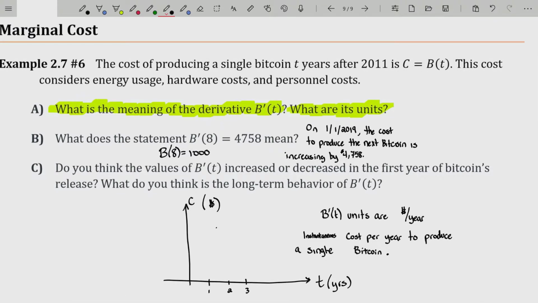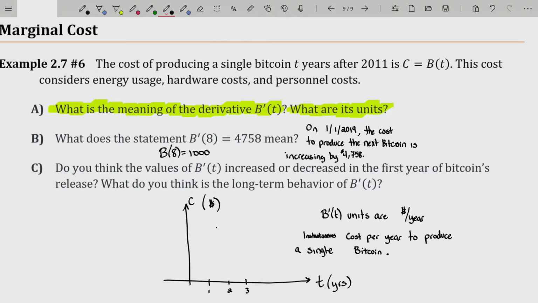Do you think the values of B prime of t increased or decreased in the first year of Bitcoin's release? Now, first of all, you have to remember what B prime of t means. It's the instantaneous cost per year to produce a single Bitcoin. Basically, is the cost of producing a Bitcoin increasing or decreasing during the first year of Bitcoin's release? Now, this is a completely open-ended question. It allows for a lot of thinking in the response.